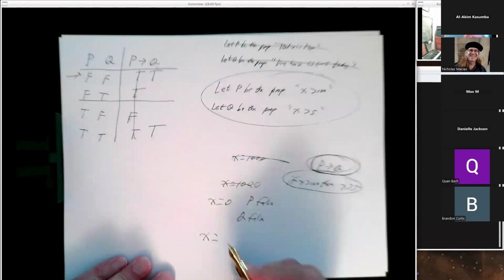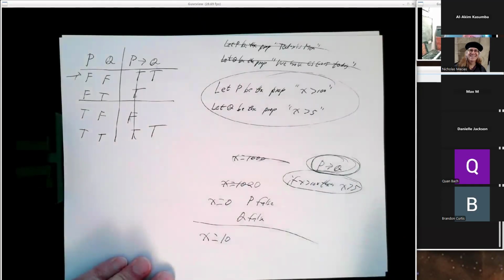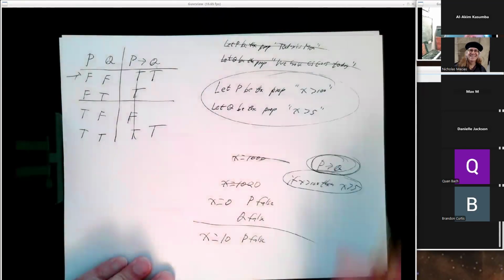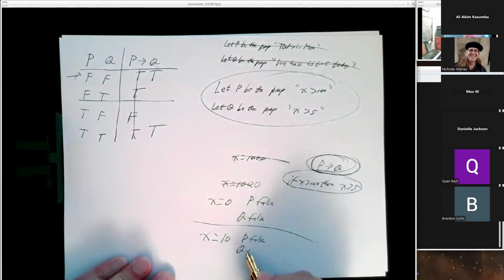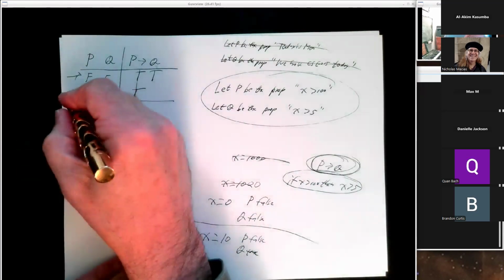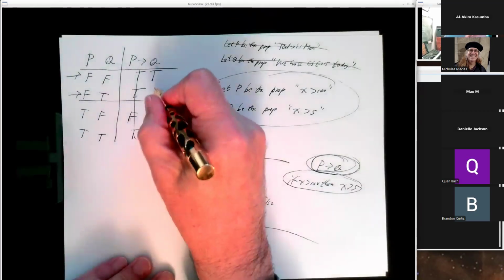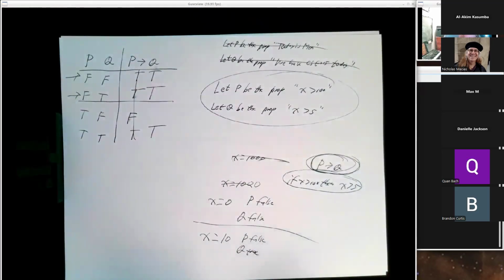And if I set X equal to 10, well, is X bigger than 100? No, so P is still false. But is X bigger than 5? Yes, so Q is true. So if X is equal to 10, I'm thinking about the second row. P is false, Q is true. But it's still true that if X is bigger than 100, X is bigger than 5. So this is still a true proposition.